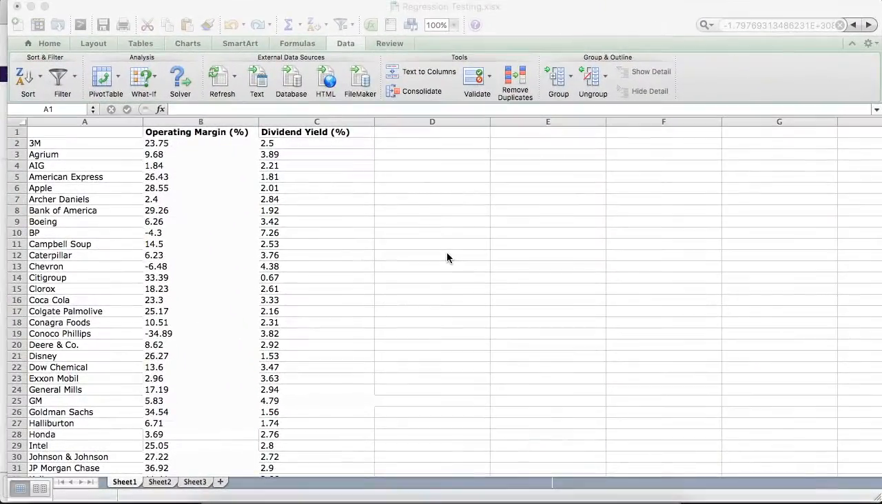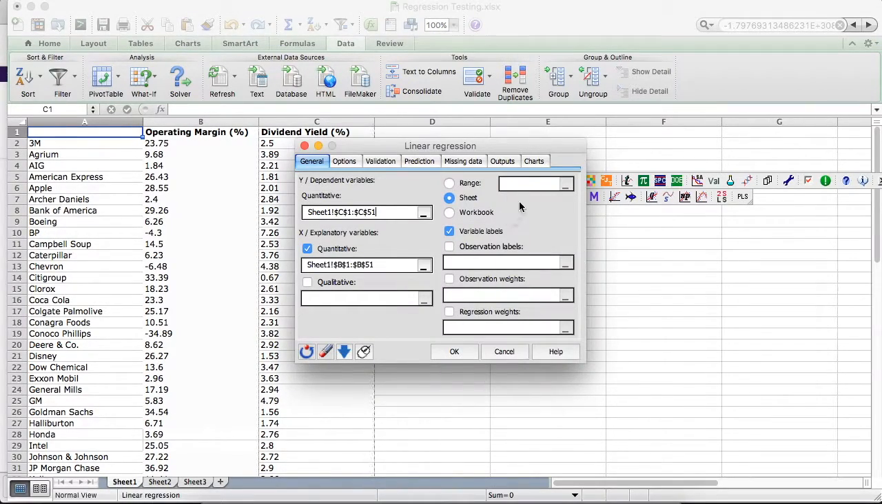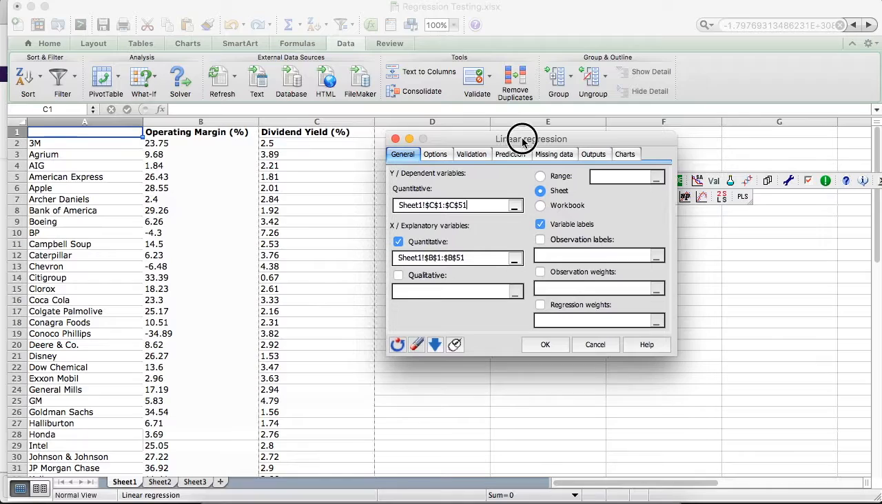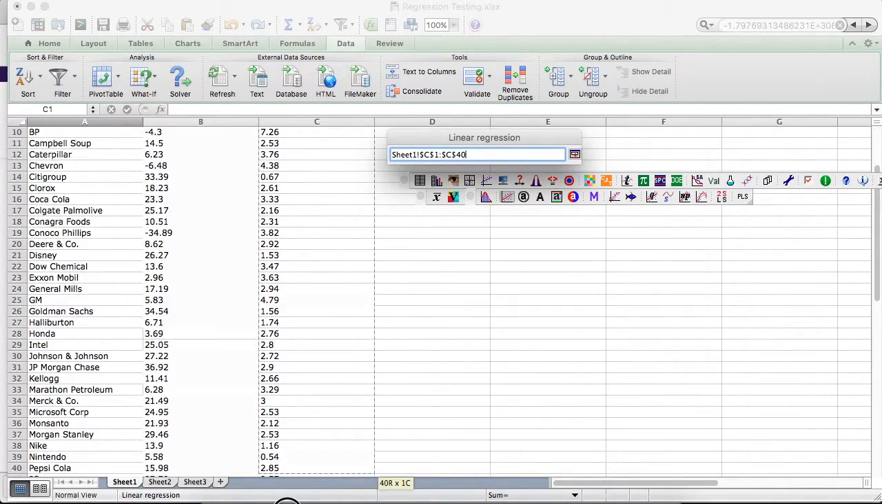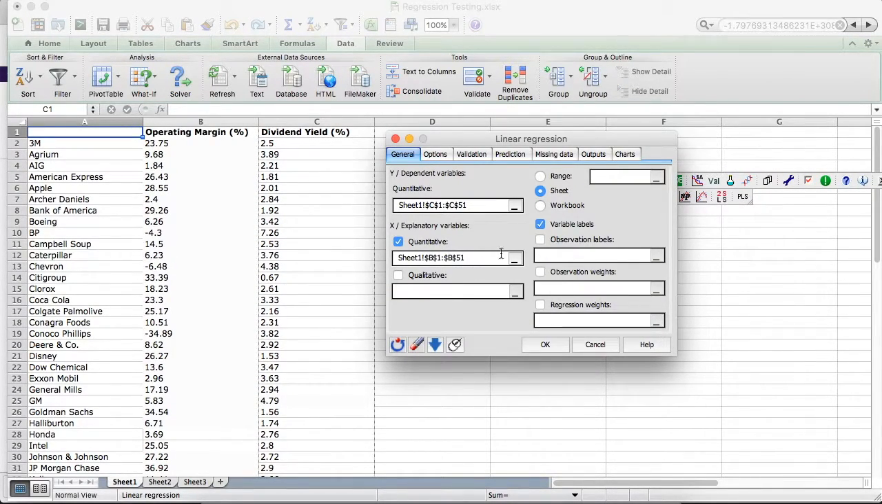Now that I have some basic data to analyze, I want to evaluate the relationship between operating margin and the company's dividend yield. So what I want to do is run a linear regression, or regression analysis. The first thing I'll need to do is set my y, or dependent variable. In this case, that'll be my dividend yield. The next will be the x, or the independent variable, and in this case, I want to set the operating margin.